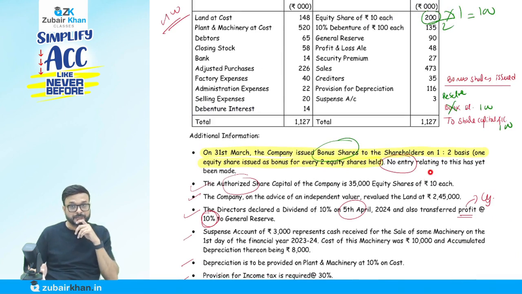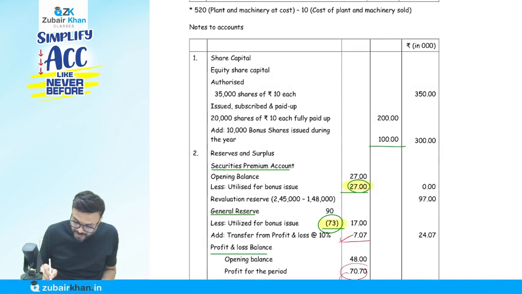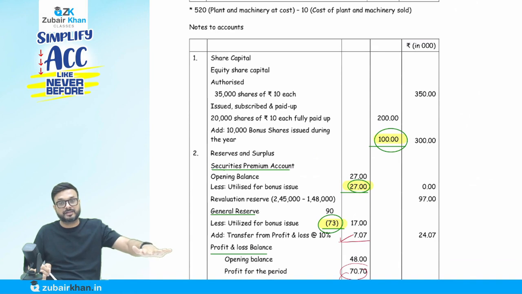So they have not passed the entry, so we have to pass the entry. In this entry, the reserve will be debited, so it will cancel, and capital should be increased. You will see that in the share capital, they have increased the capital by 100. Here they have deducted 27 and 73. They reduce the reserve and increase the capital. You got the point now?